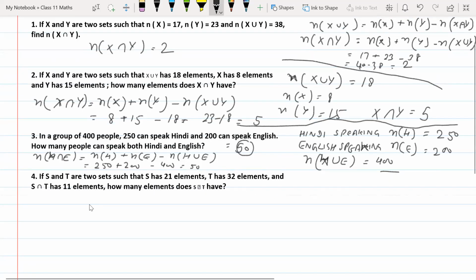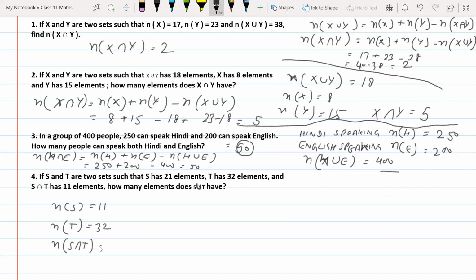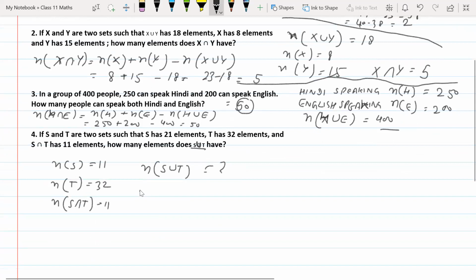Now, in question number 4, S and T are two sets such that S has 21 elements, T has 32 elements, and S intersection T is 11. How many elements does S union T have? We have to calculate S union T.